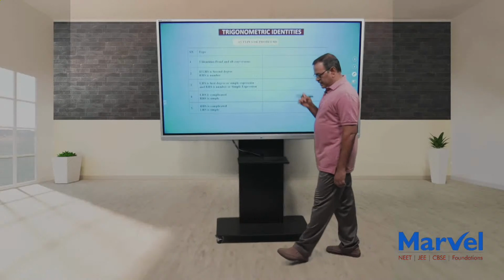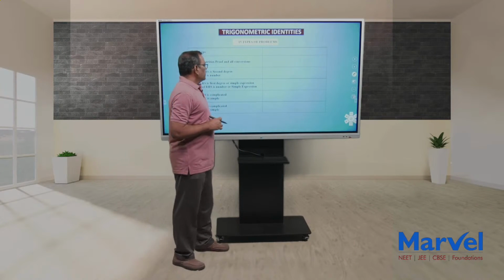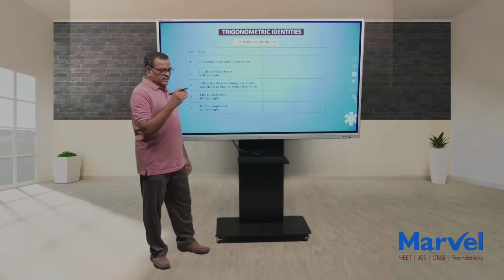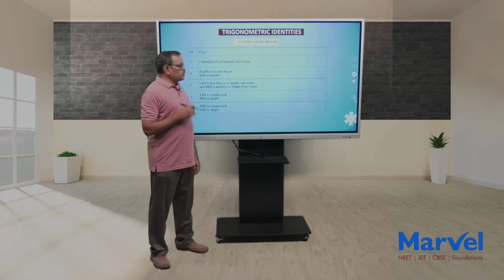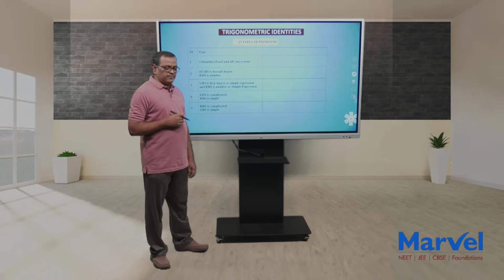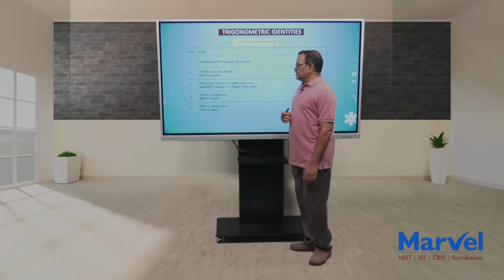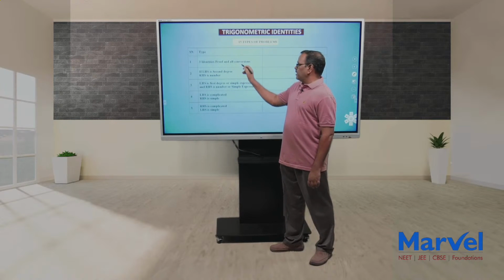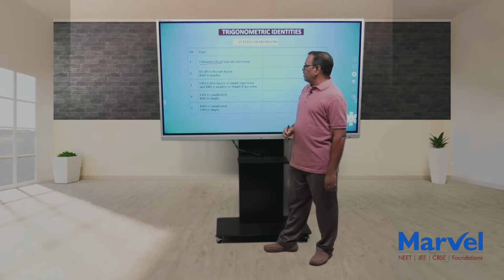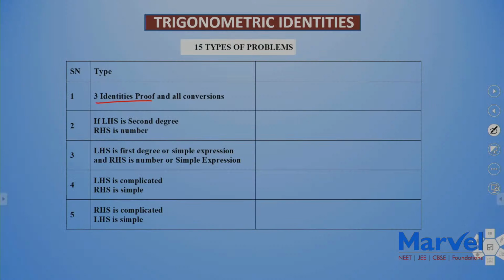In this identities exercise, you have 15 types of problems. If you know the classification of problems, what is the type of that problem and how to solve it, then you can easily solve any type of trigonometric identity. I will explain 5 types in this screen, 3 identities proof and all conversion. Today I already proved 3 identities proof and all conversions. Next problem I will explain another 5 types.